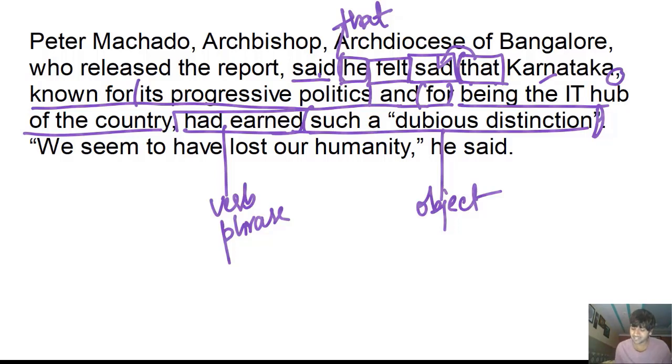Dubious means something that is doubtful, something that people doubt, not good. If you have a dubious image, that means it's not a good image. If something is dubious, you can doubt it, it's not clear, right? So he was sad that Karnataka had earned such a dubious distinction, a difference in its image, how it's different from others, and this is quite dubious.